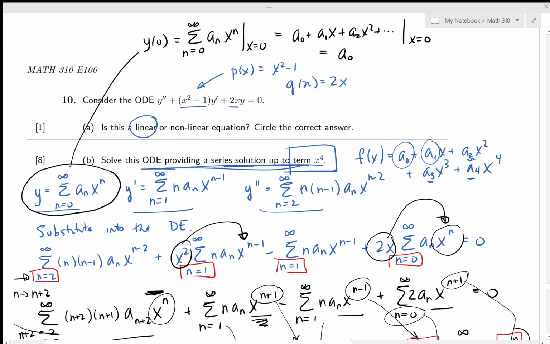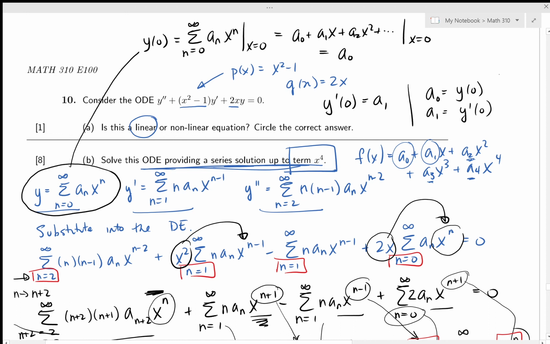Similarly, by exactly the same thing, y prime evaluated at 0 is a1. Okay, so I'm going to write those two things here. This is always the case. This has nothing to do with this specific differential equation. It's always the case that a naught is y of 0 and a1 is y prime at 0.